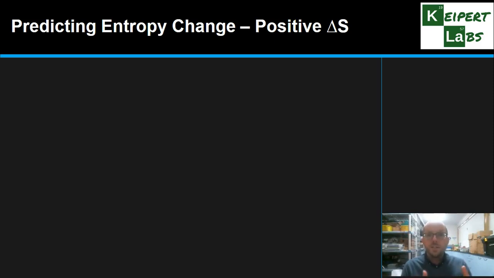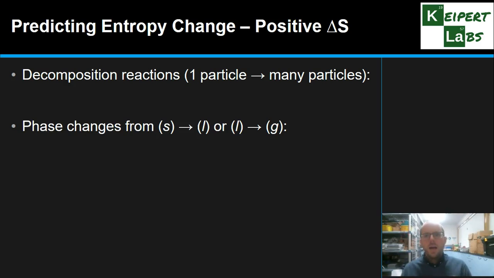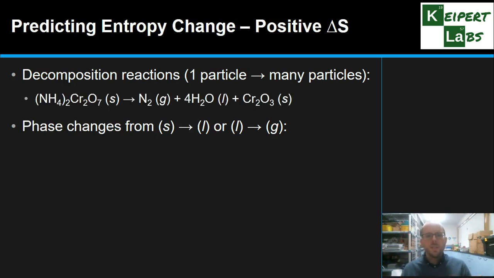Now we can connect that back to certain types of chemical reactions or processes as well. We can look at a process and look at, okay, what sort of thing is happening here, and therefore what kind of entropy change are we going to have? So, for example, a decomposition reaction where we go from one particle to many particles, 2, 3, 4, is going to have a positive delta S.